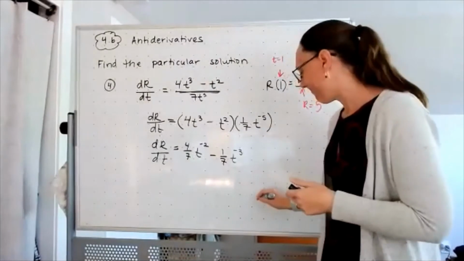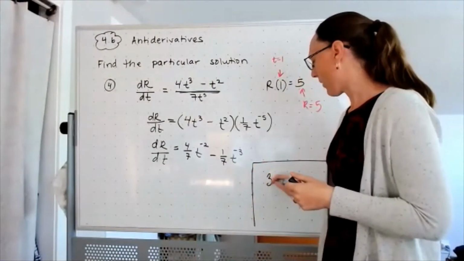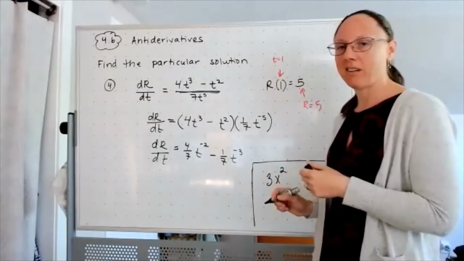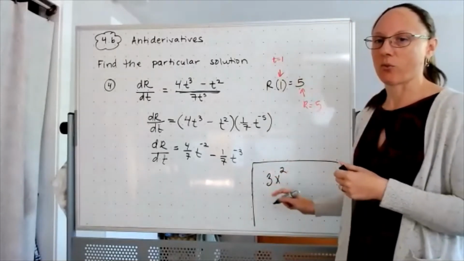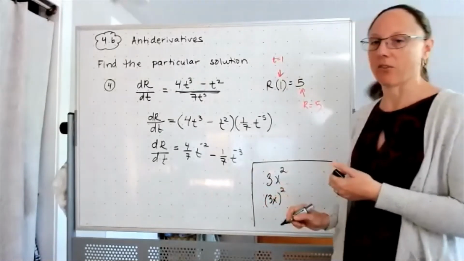Just like if I had 3x squared, this isn't telling me that the 3 is squared. It would have to be in parentheses for it to mean that the 3 was squared.